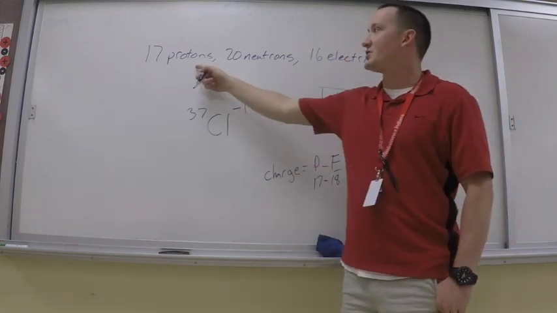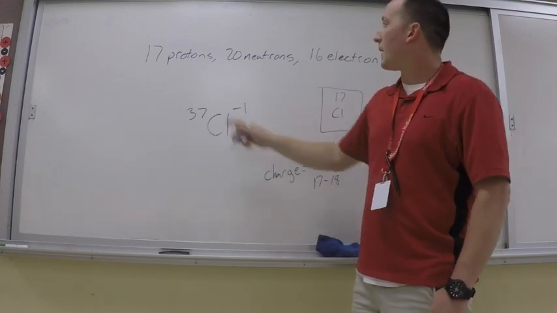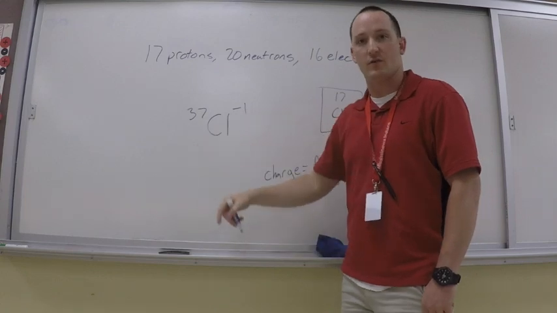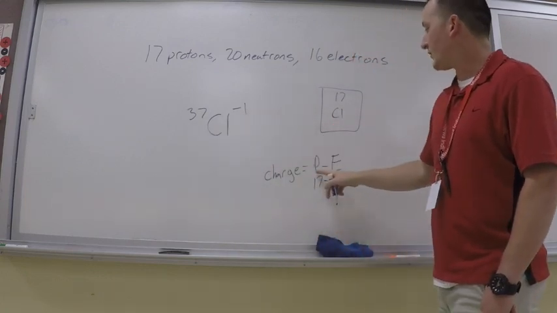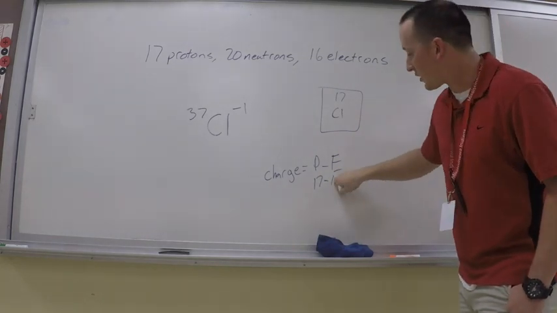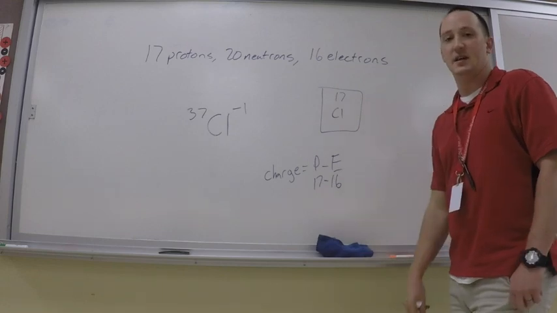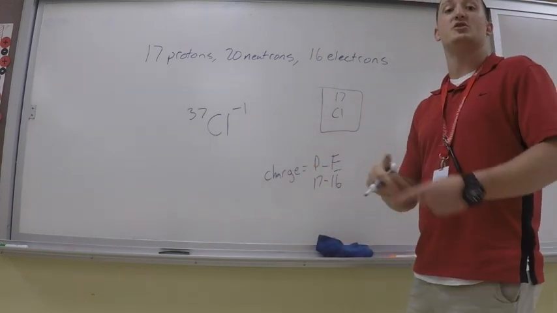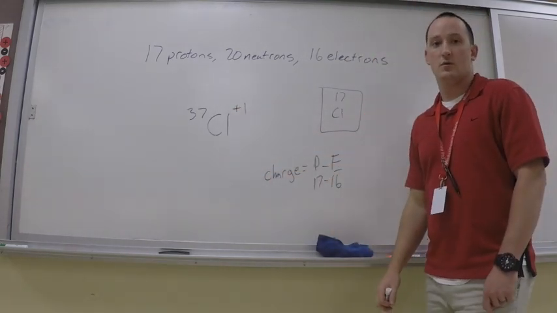Well, it doesn't change my protons, so I don't change my element. It's still chlorine. My protons and neutrons didn't change, so it's still mass number of 37. But now my charge changes, right? Because it's protons minus electrons, and my electrons just changed instead of 18 to 16. Well, that means now instead of having a -1, it'd be 17 minus 16, which is +1. So I would write a +1 charge.